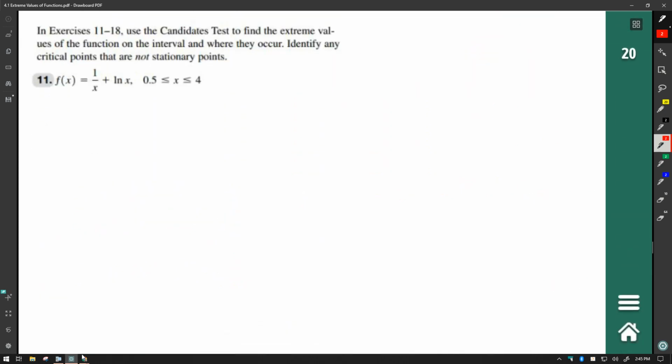We want to use the candidates test to find extreme values of this function on the given interval and where they might occur, and then identify any critical points that are not stationary points. So here we go. First things first, we want to do a derivative.